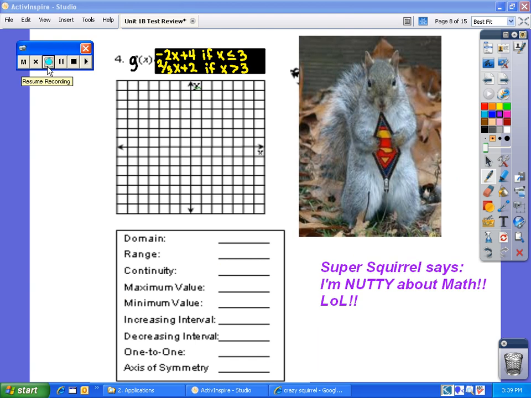Alright, number 4 on my paper looked different than yours, so I changed it a little bit. And once again, we have our friend Super Squirrel, and he says, I'm nutty about math. So, that's so cute, Super Squirrel.